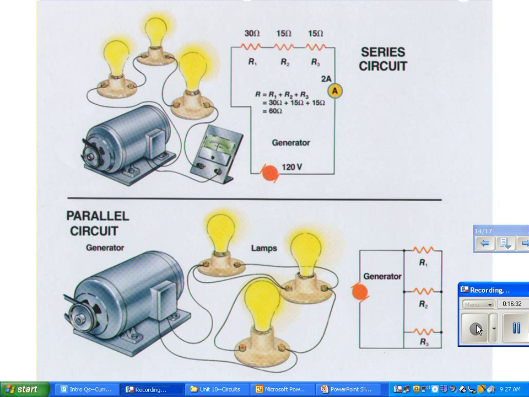It provides an EMF, which gets used by the bulbs. They will each use a fraction of the total voltage. Okay, if one bulb goes out, they all go out. Every time I add a bulb in series, the total resistance goes up. Okay, that's the first part.